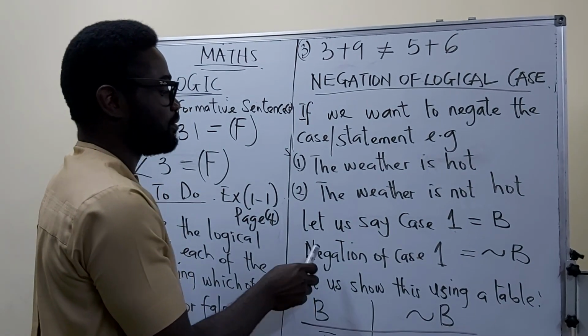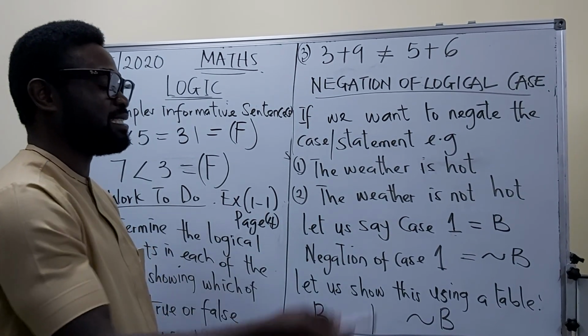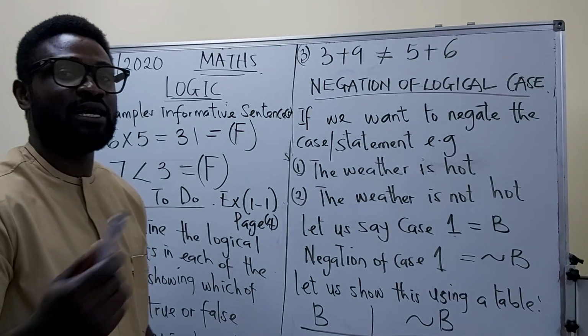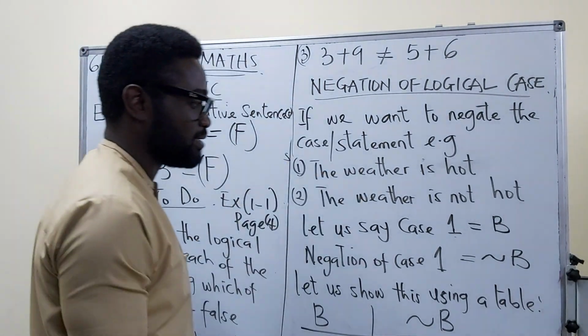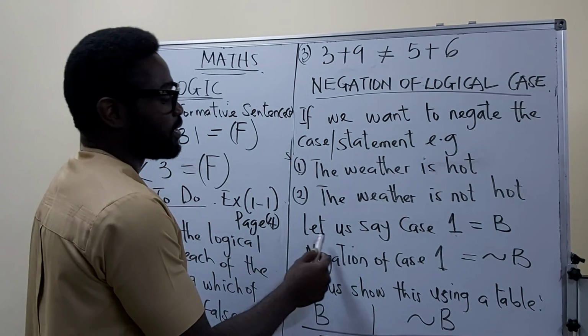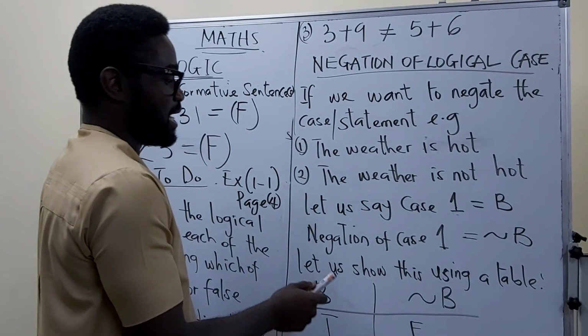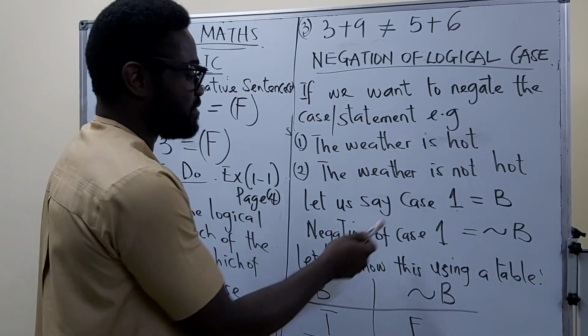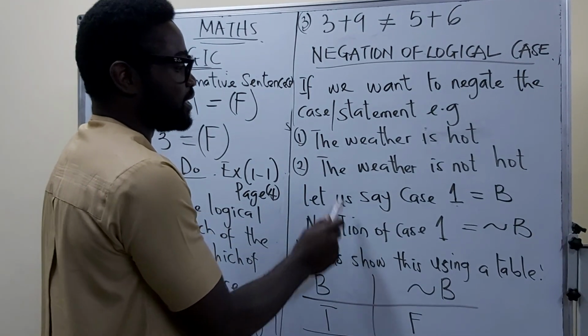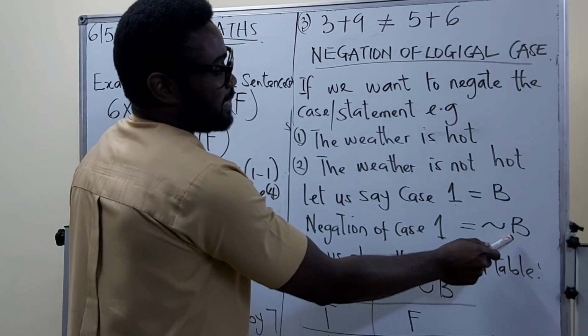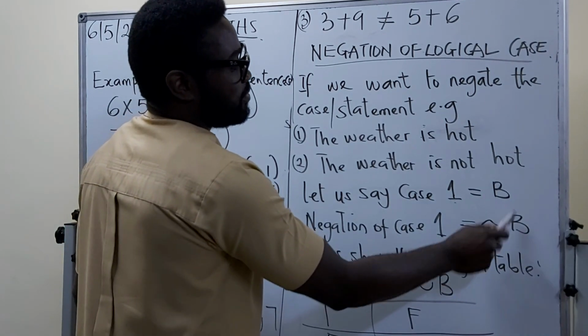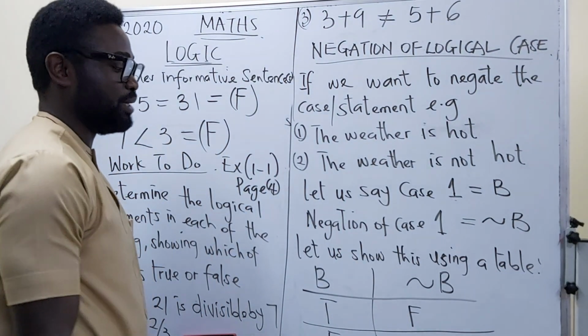So you can see now we always represent cases in form of letters A, B, X, Y, whatever it is you are given in the question. Let us say case 1 equals B, which is the weather is hot. Now, the negation of this case, that is statement 2. This is how you negate a case. That means this sign with B.